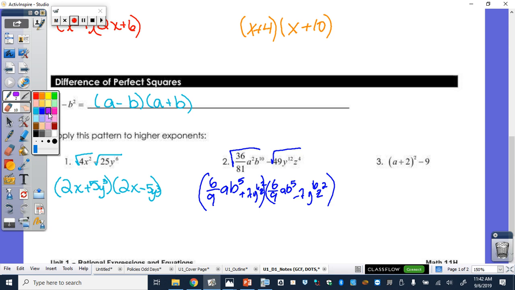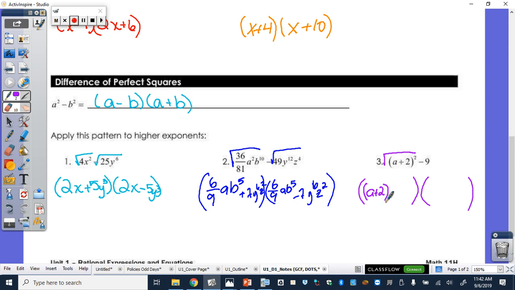And then that third example, is that even a dots problem? Yeah. It's got an even exponent, so that is a perfect square. And then 9 is a perfect square. So when I take the square root of this, all that does is it just cancels out my exponent there. So that means the first part of each of my factors, when I go to factor, would be the a plus 2. And then we got our minus 3, plus 3 from the 9.